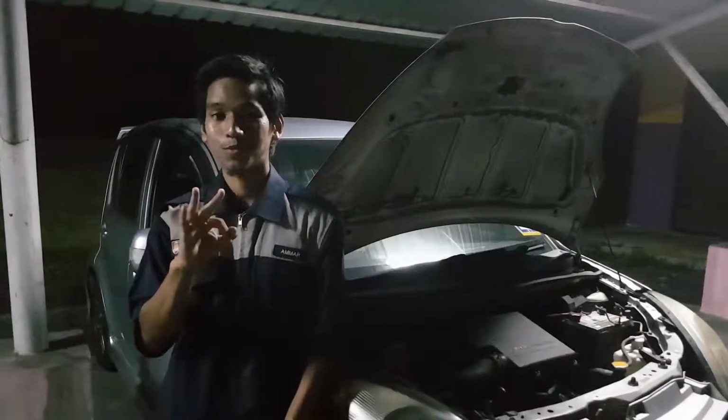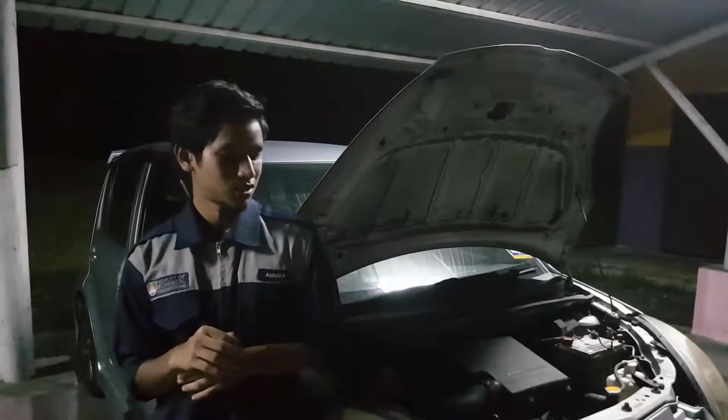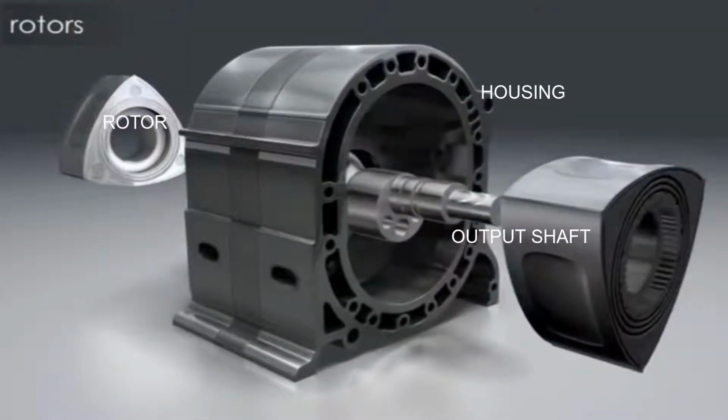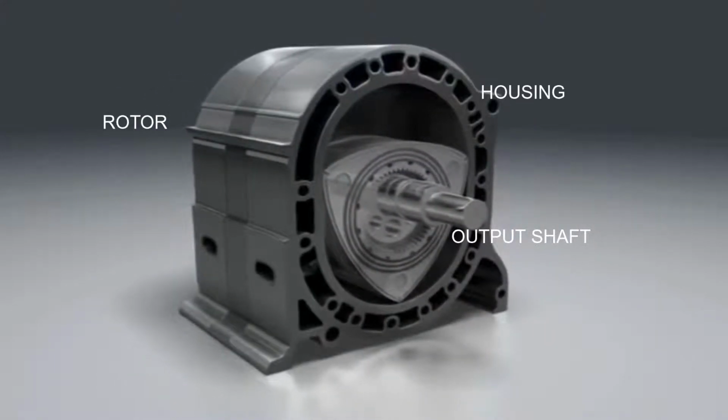There are 3 major components for the Wankel engine, which are the rotor, the housing, and the output shaft. The first component is the rotor. The rotor consists of 3 different faces, and each of the faces acts like a piston, and it has a pocket in it. The function of the pocket is to increase the displacement of the engine and to allow more air or fuel mixture.